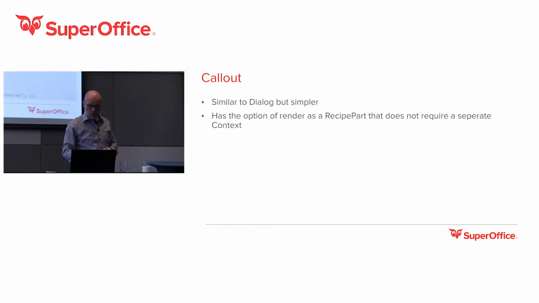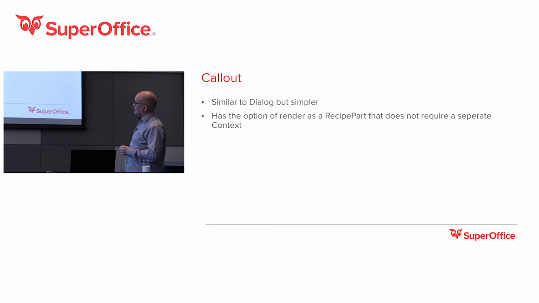We have something called Callout. It's similar to dialog, but slightly simpler. It's like just a pop-up with no OK cancel buttons. It's like the super menu, for instance. Super menu is the advanced MDO control, which you can search and you get preview and stuff like that. That's a callout.